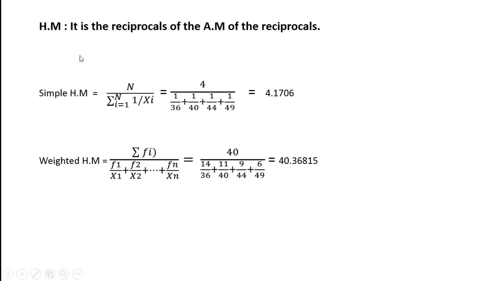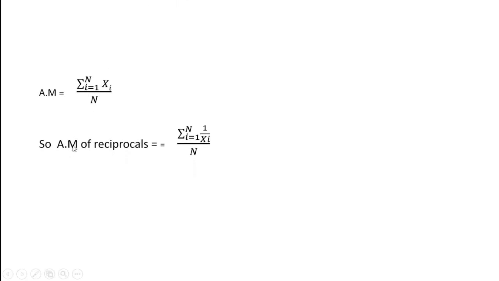Harmonic mean. Harmonic mean is the reciprocal of the arithmetic mean of reciprocals. What does it mean? See, the expression for arithmetic mean is sum over i running from 1 to n xi divided by n. So arithmetic mean of reciprocals becomes summation i running from 1 to n 1 by xi divided by n. So reciprocal of the arithmetic mean of reciprocals would be the reciprocal of this expression, which is the expression of harmonic mean.